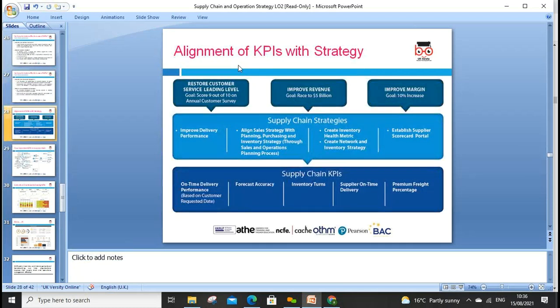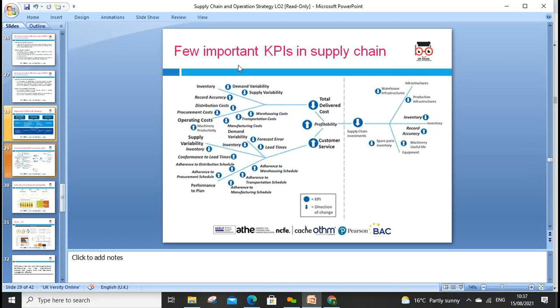So, alignment of KPI with the strategy. If your strategy is cutting the cost and you want to improve the performance, but you're not investing in research and development, how can you improve in the long run? Your action plan is not right. So we have to think about whether what we're investing today can give performance in the future, because every decision can have a short and long term effect.